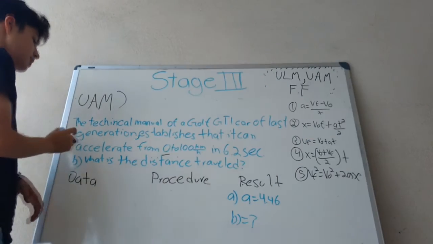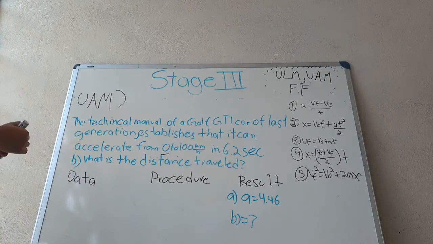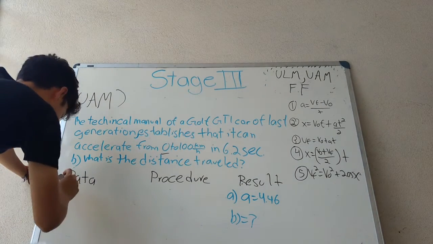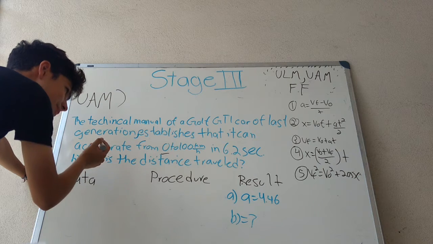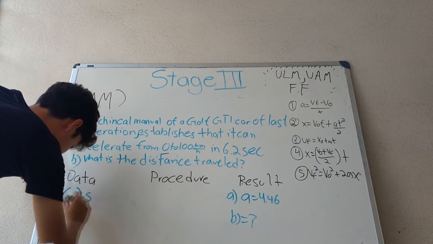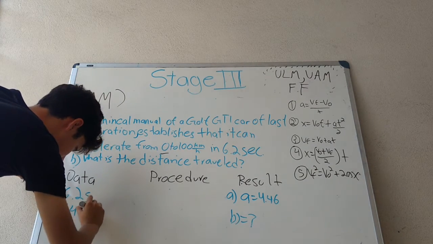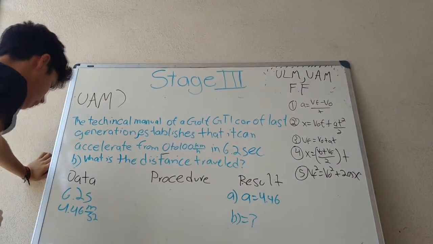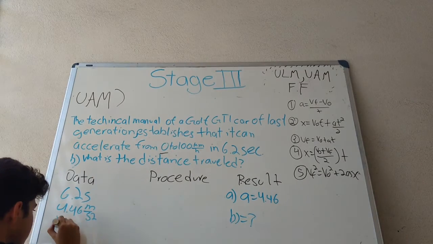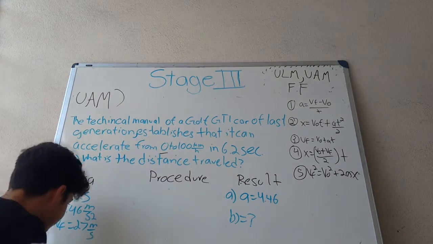The second question says, what is the distance traveled? The data from the past problem: the time is 6.2 seconds, our acceleration is 4.46 meters per second squared. The final velocity is 27.7 meters per second.